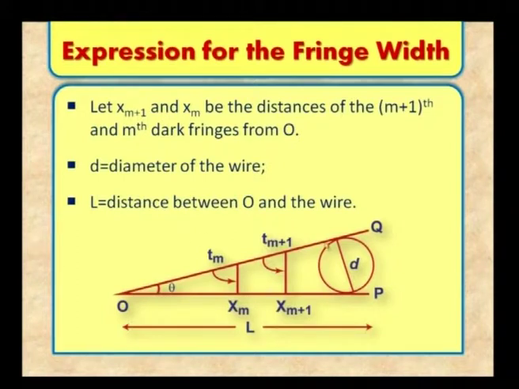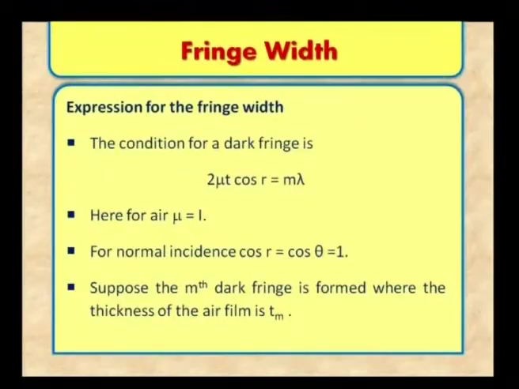And what is D? D is the diameter of the wire. You have a plate here, another plate here, and the wire is interposed, right? The wire is interposed, and this is the diameter of the wire. So D is the diameter of the wire.